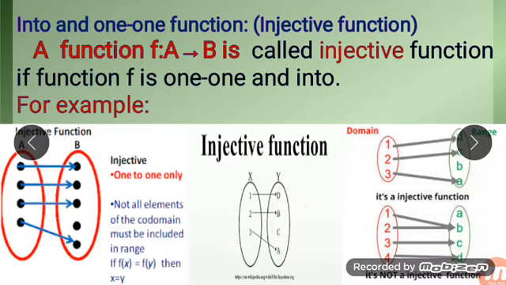However, this is not an injective function. Why? Because it is not one-one, as it is one-to-many. One has two images. B is the image of 1 as well, and B is the image of 2 as well, so it is not a one-one function, and hence it is not an injective function.